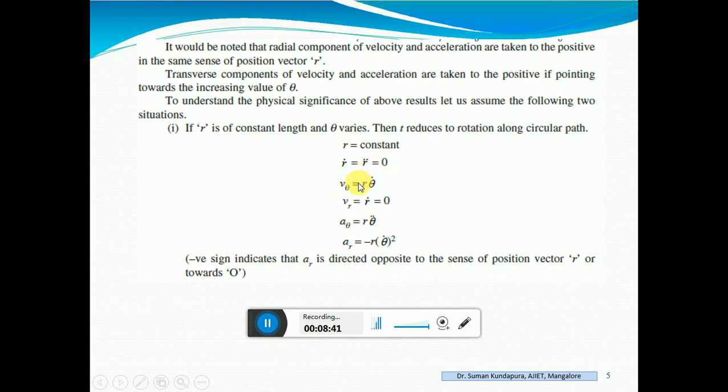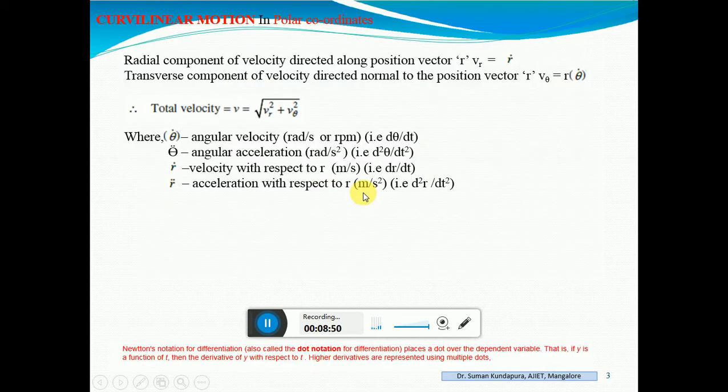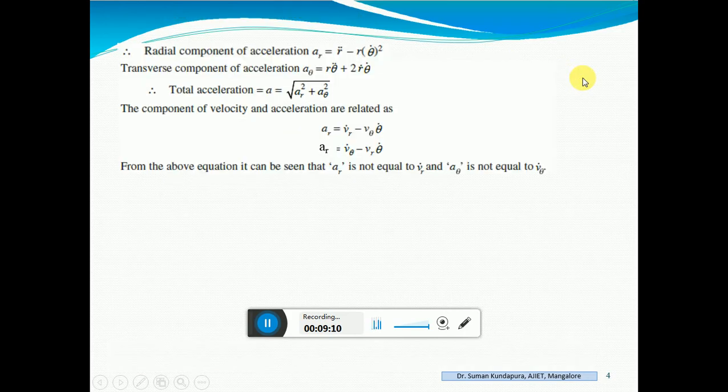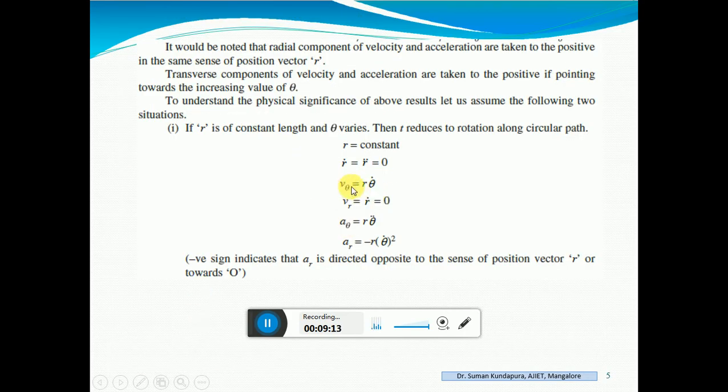So what happens to the velocity components? The transverse component of velocity: our equation is v theta equals r into theta dot. R is constant, so this equation remains, but the r dot term, the first derivative of a constant, is 0. So Vr becomes 0 and v theta is equal to r into theta dot.